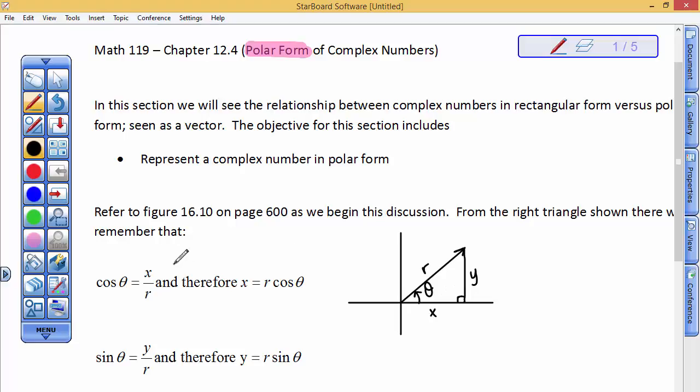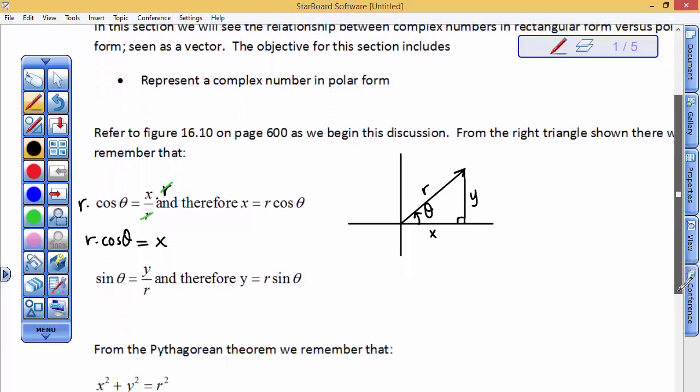But when we take this statement and multiply both sides by r, the r's cancel out, and we have x equals r times the cosine of theta. So to find the length of this line, we take the magnitude of the hypotenuse times the cosine of the angle to give us the length of the line.